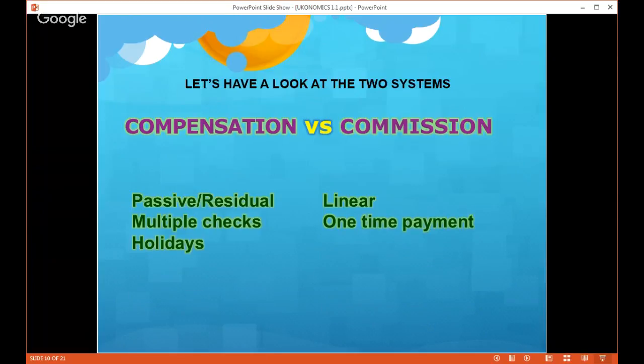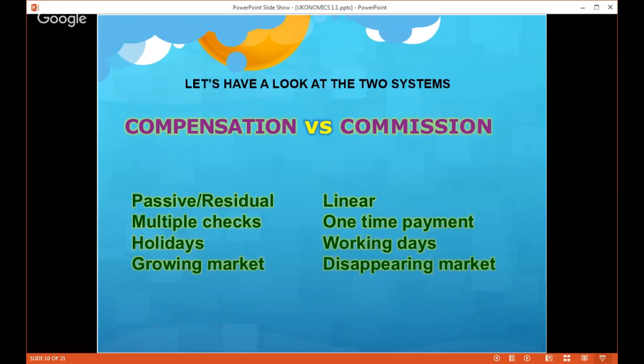You get holidays. When I say holidays, that means you can go take a vacation and you come back and you still have checks coming into the mailbox. With the water machine, you have to work it, you have to make the money to get paid.